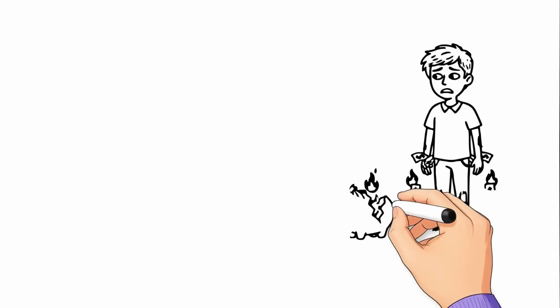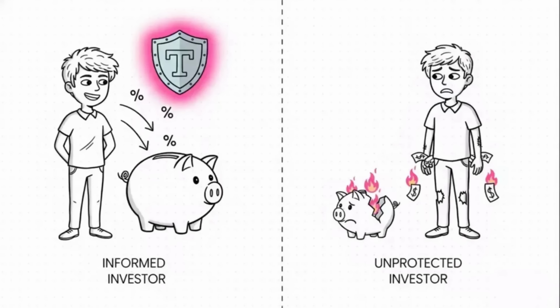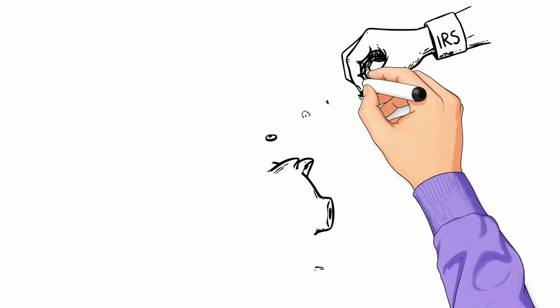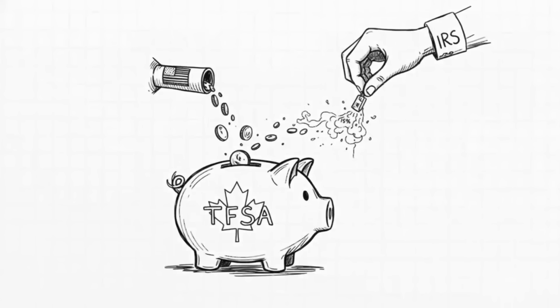There are two types of Canadian investors: those who understand the U.S. tax treaty, and those who are voluntarily burning 15% of their income. If you are holding U.S. stocks in your TFSA, you are in the second group. You are paying a penalty for ignorance.